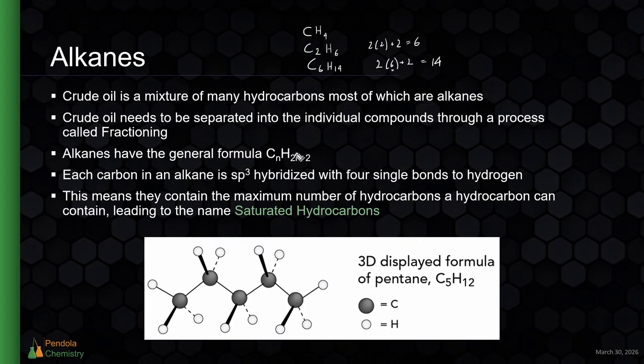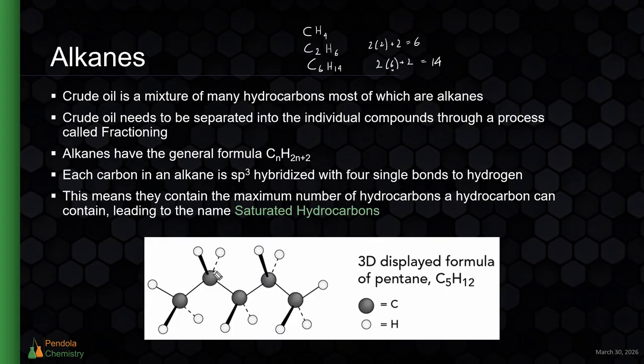So that's always going to be the general formula for an alkane because they're so single bonded, they're very simple to predict. In an alkane, each carbon is going to be sp3 hybridized because each carbon is only single bonded.